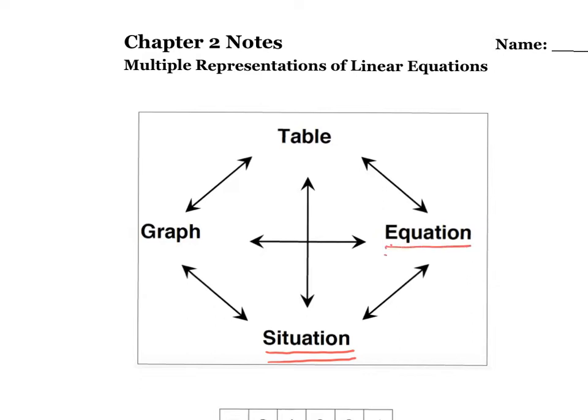We'll be able to write an equation to represent that situation. We will be able to fill in a table that represents that situation. We've dealt with tables before already. And we will be able to make a graph of the situation. And as you look at this diagram, you'll notice there are arrows going every which way. The goal at the end of this unit is that you could be given any one of those four as a starting point, and you should be able to come up with the other three and move between them pretty easily. So that's what we mean by multiple representations, that we'll be able to take one situation and represent it in four different ways.